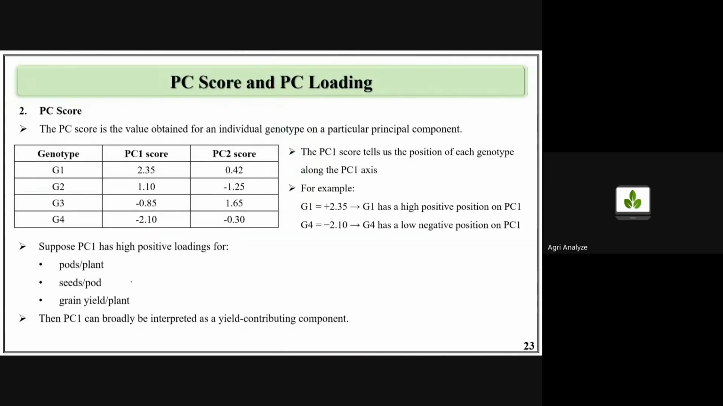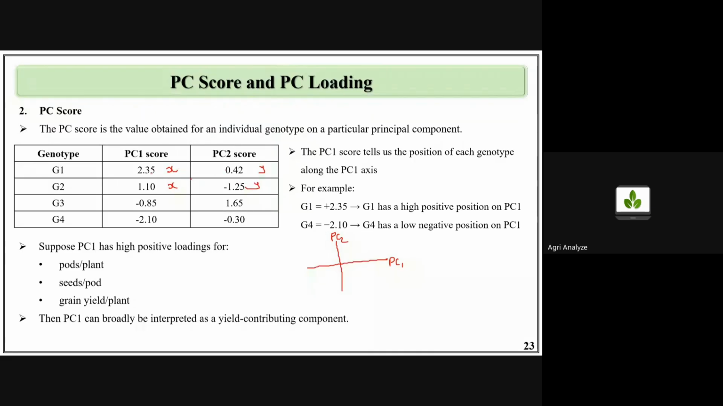Now, PC score. PC score is related to our observations or our genotypes. The PC score is the value obtained for an individual genotype on a particular principal component. So here we have 4 genotypes: 1, 2, 3, and 4. Based on this, we can find the PC1 score. If we plot a biplot, this is our principal component 1, and this is principal component 2. If we plot our genotypes in this biplot, this is the X value and this is the Y value.